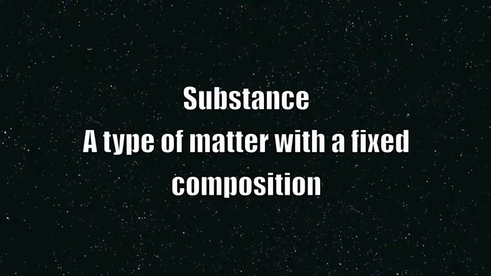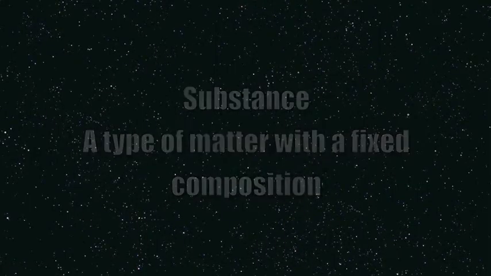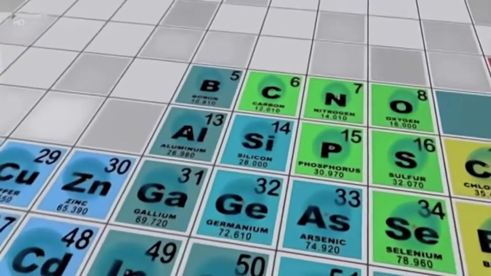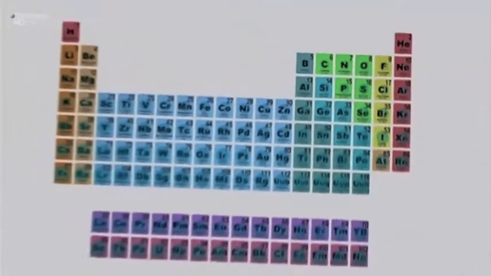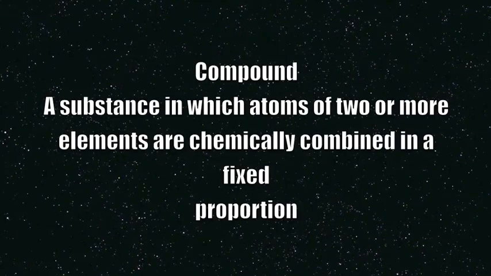Just start with substances. A substance is a type of matter with a fixed composition, like elements and compounds. Elements? As in a substance made of atoms that are all alike? Those, like copper, titanium, helium. And of course, a compound is just two mixed together. Yeah, pretty much. A compound is a substance in which atoms of two or more elements are chemically combined in a fixed proportion, like salt.